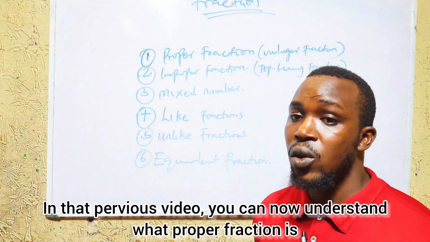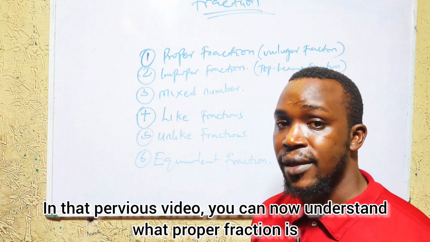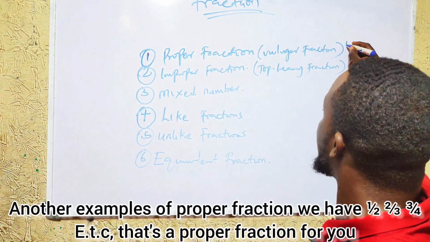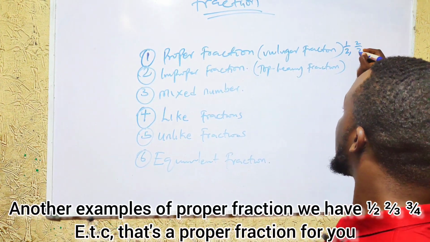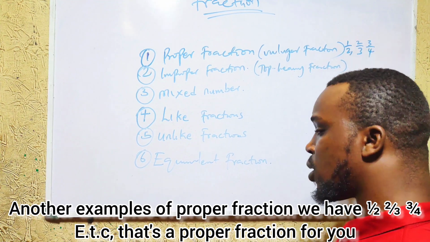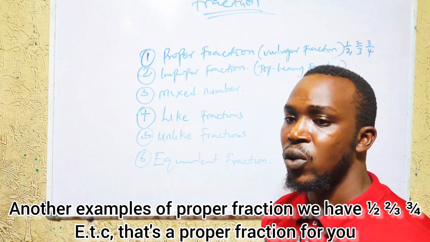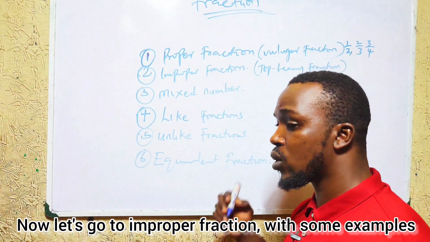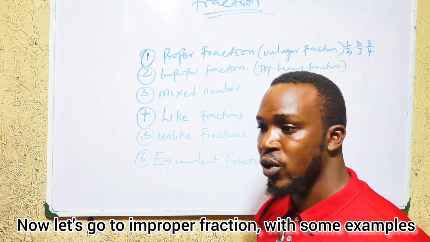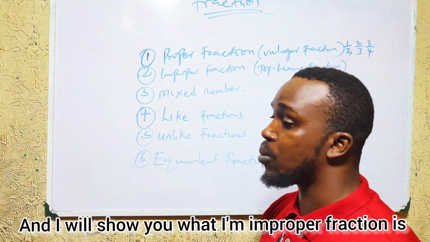In that video, you can understand what a proper fraction is. Examples of proper fractions are 1/2, 2/3, 3/4, etc. That is a proper fraction for you. Now, let's go to improper fraction. Let's make use of some examples, and I'll show you what an improper fraction is.